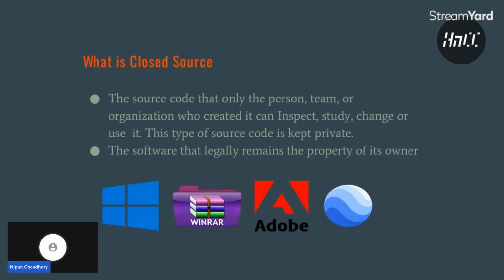Okay, now what is closed source software? Closed source software is software whose source code rights belong to its owner. That means the owner can read, inspect, study, change, and use it. Any user cannot use the source code of a closed source software. If any user uses the source code of closed source software, the owner can take copyright action on the user.